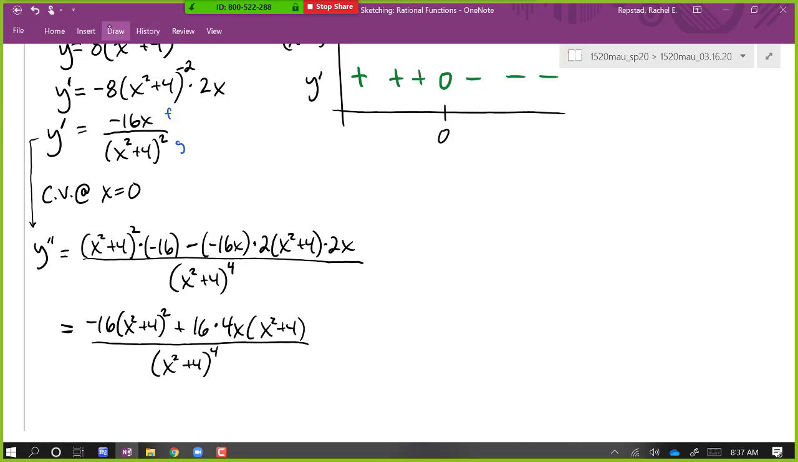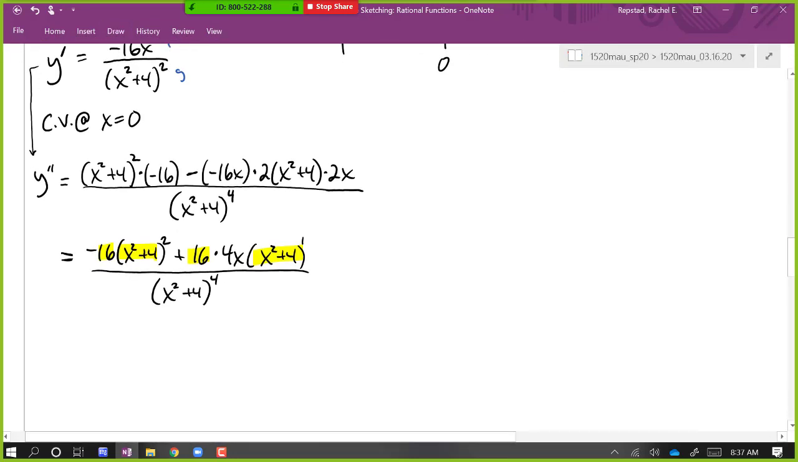So I'm going to take out that 16. And I'm going to take out the x squared plus 4 just to the first power, right? We always take out the least power. Oh, and you know what? Hold on. In the first line here, we have the 16x and a 2x. So down here, this should be a 4x squared.